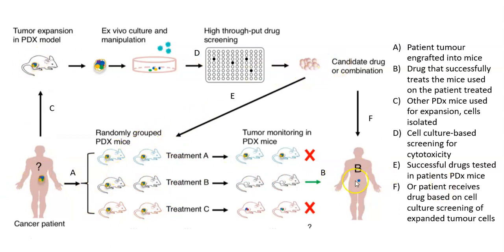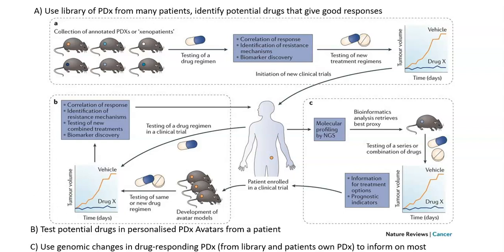The end result is that the patient gets the drug that either cured the mouse or was predicted to work based on high throughput screening, and that's reliant upon taking the tumour, putting it into the mouse, expanding it, putting it into a high throughput assay, testing maybe hundreds of different drugs, and then using that information to inform what drug the patient receives. So this can be done either on a patient by patient basis, or we can use PDX models to inform the best treatment for a particular cancer.